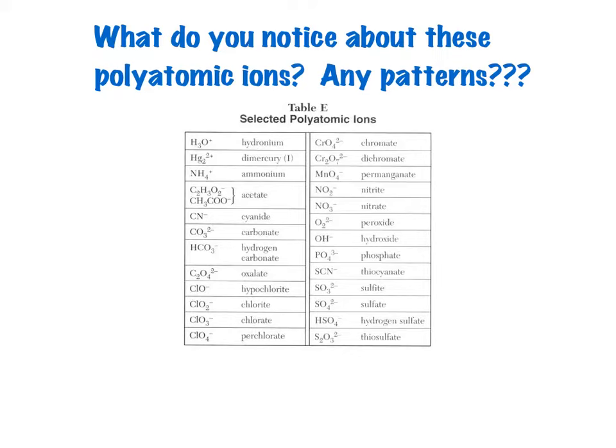Have you noticed that there aren't very many positive ions in this list? We've got a couple here at the top: the hydronium ion, dimercury, the ammonium ion, and all the rest are negative ions. Now, do you notice anything else about all these negative ions? Do you notice anything about their names?